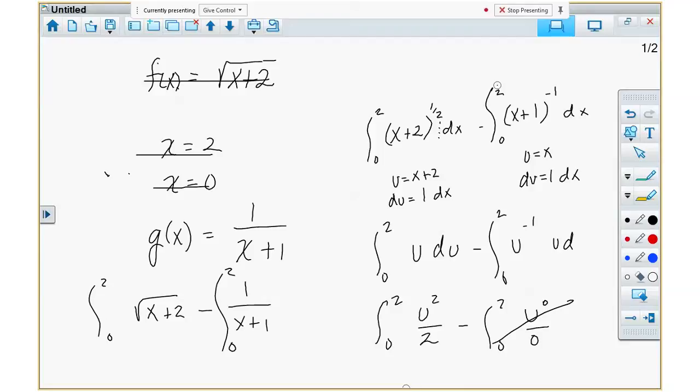X plus 2 doesn't have... Did I not? Oh, I'm sorry. I messed up. That's supposed to be 1/2. I didn't put it. Thank you. Okay, 1/2 plus 1 is what?